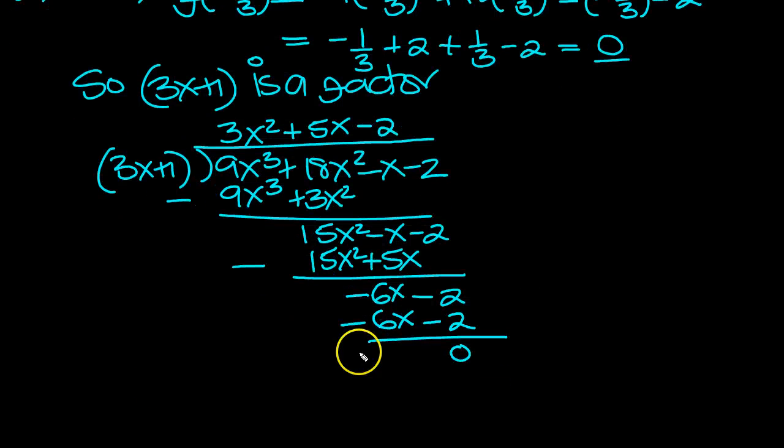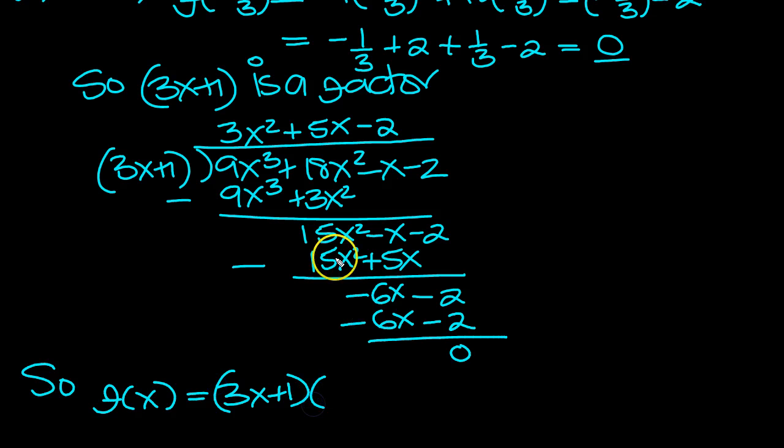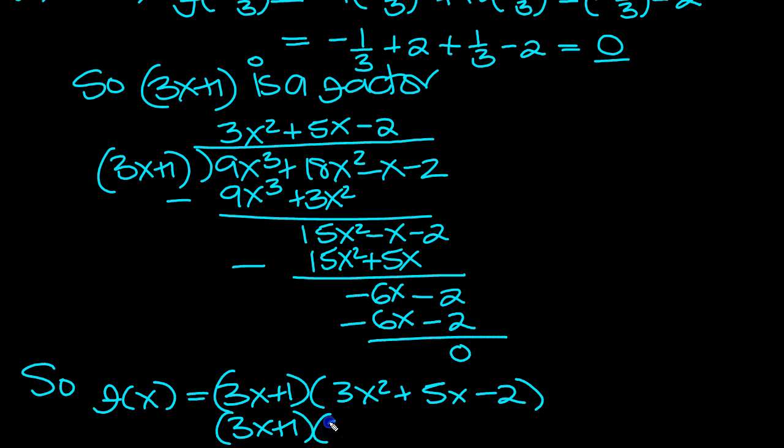So f of x then, our cubic equation, is equal to 3x plus 1 times this thing here, 3x squared plus 5x minus 2. And we can factorize this still further. 3x, x, 2 and a 1, giving 6. It's a plus here, so it's plus 6, take away 1. So we get 3x squared plus 6x minus x is 5x, plus times a minus is a minus, 2 ones are 2. So there's our linear factors then.